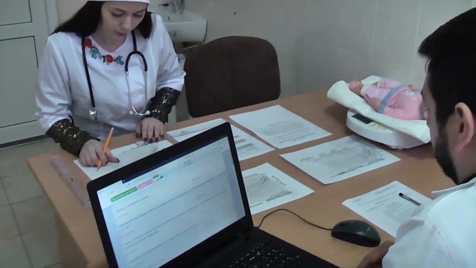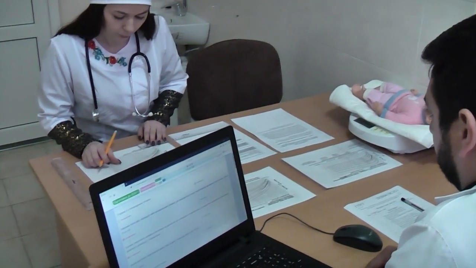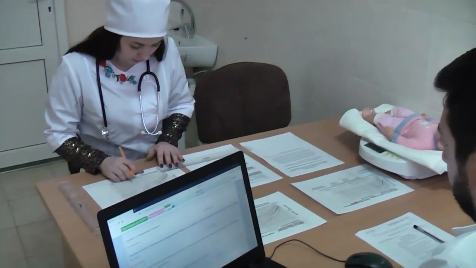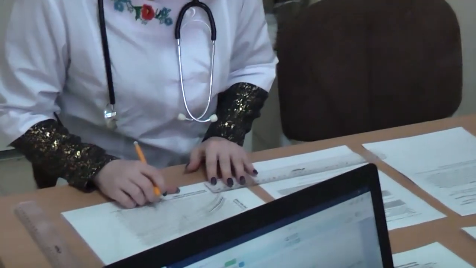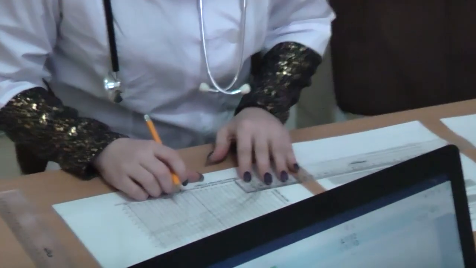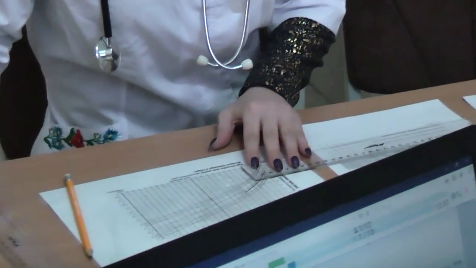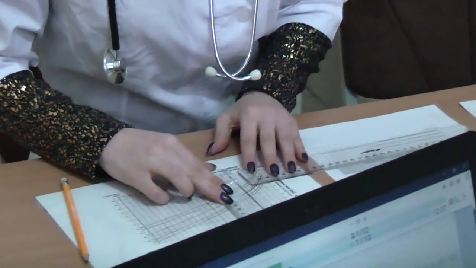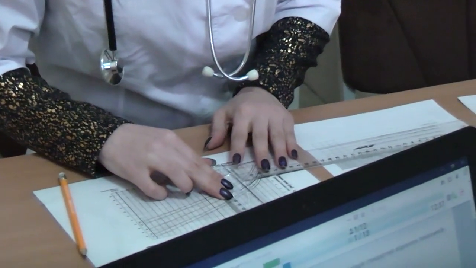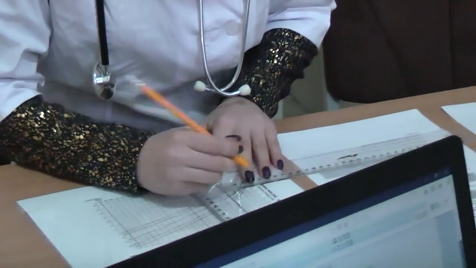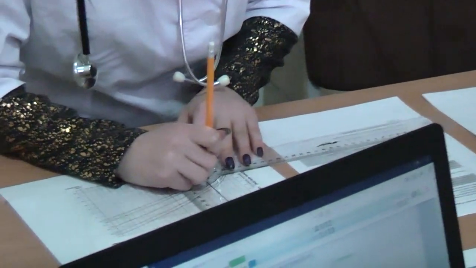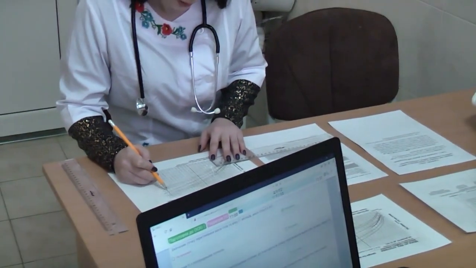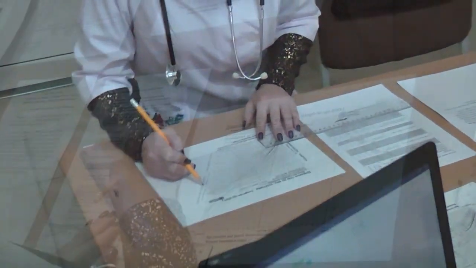I take another nomogram, length for age, from birth to 2 years. I take a first ruler and find the length of this baby. It's 60 centimeters. I take another ruler and find the age of this baby, 4 months. I put the point. This point is between 0 and -2 sigma deviation.